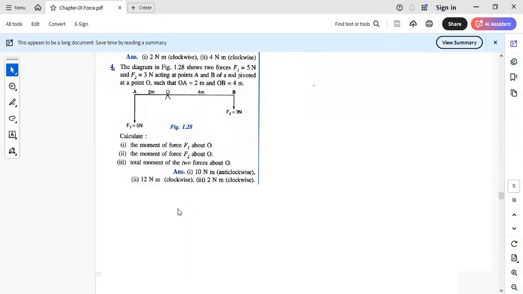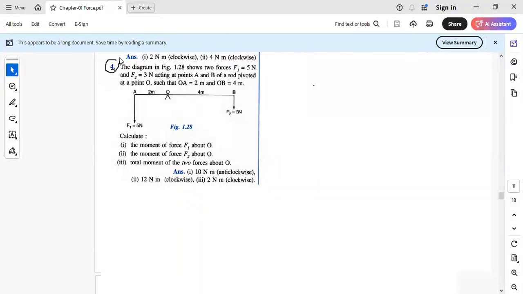So hello everyone, we are back again with another question, and till now we have covered 3 questions of chapter 1A grade 10 ICSE. Now we'll be doing the fourth question from the textbook. It's a numerical from the textbook, Selina Physics. We'll start with the fourth question.